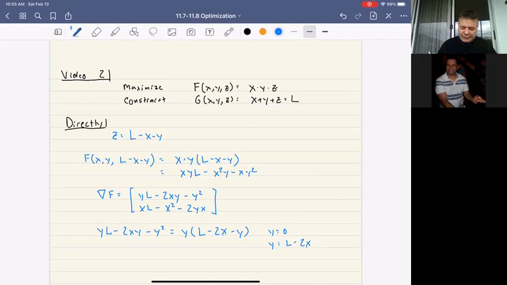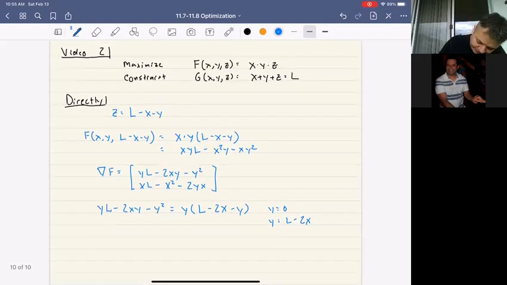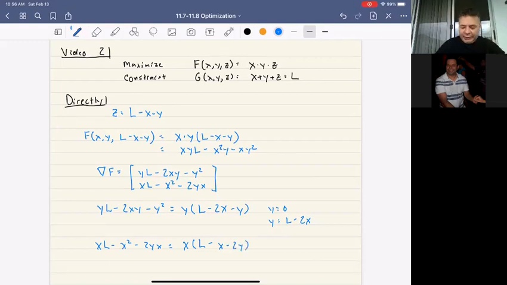Next, let's look at the other one: xL minus x squared minus 2yx. Factoring out an x, L minus x minus 2y. So x equals 0, or x equals L minus 2y.